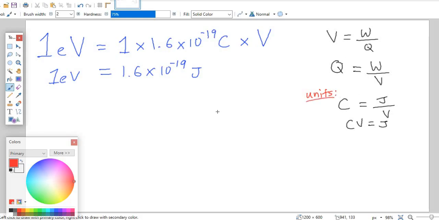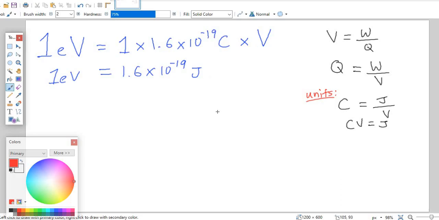The unit of charge, Q, is the coulomb, and the work done, which is also the energy transferred, is in joules. This is voltage, and that is in volts. So if I make J, the joule, the subject of the equation, I get coulomb volt, which is joule. So 1 electron volt is 1.6 × 10^-19 joules.